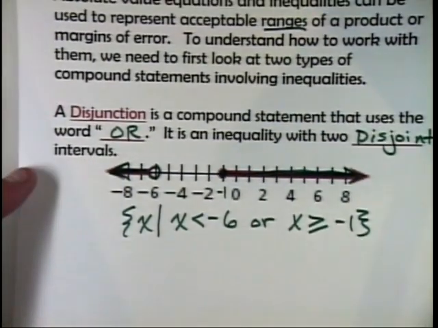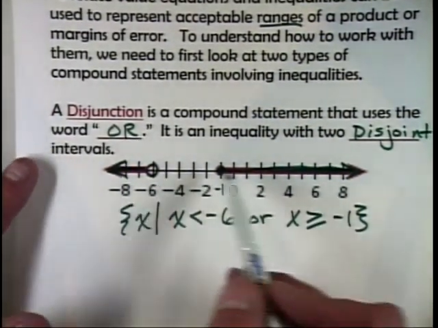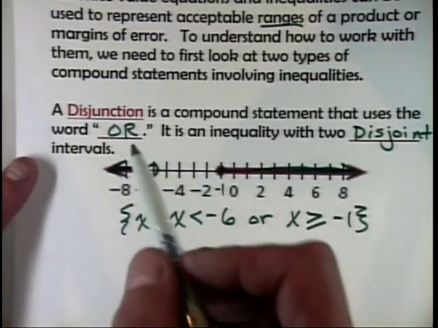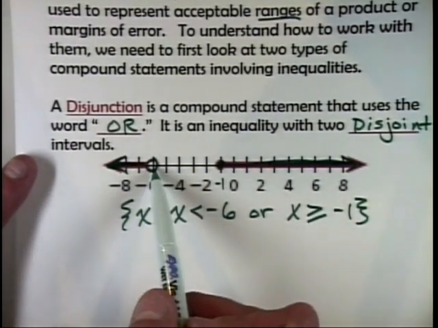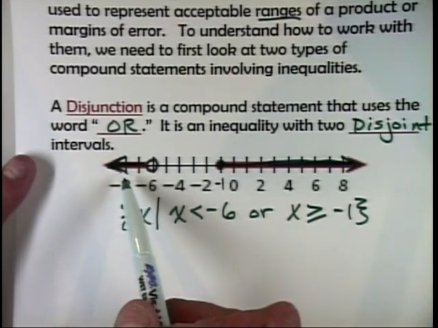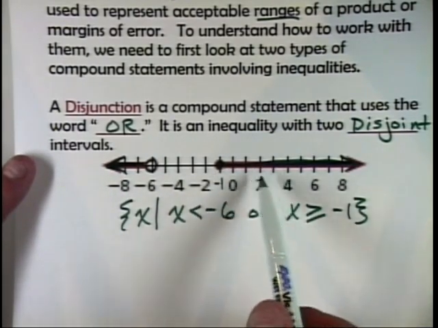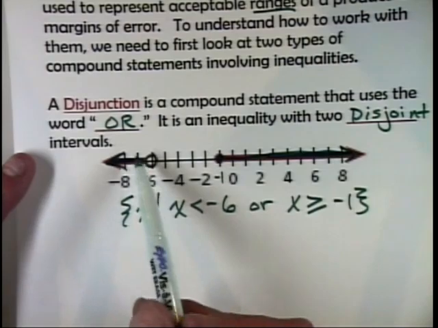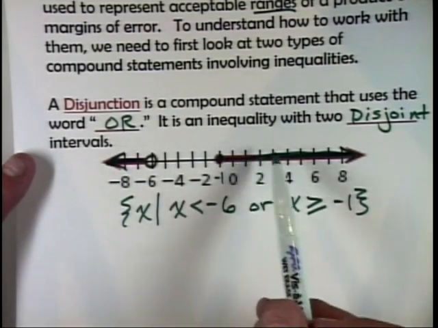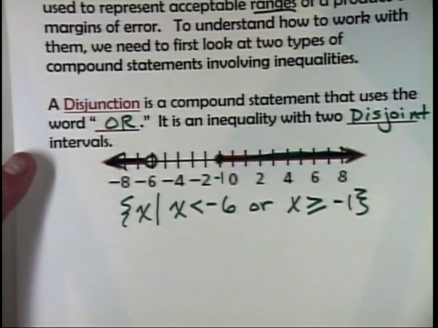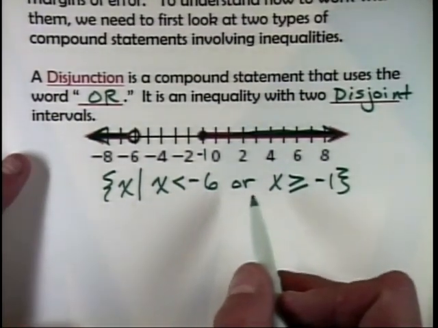So the word or is a disjunction because these intervals are disjoint, meaning it is impossible for our solution to be both less than -6 and greater than -1 at the same time. It's either in here or it is in here. It's a disconnected interval. Now there's a couple of other symbols we can use for this word or.